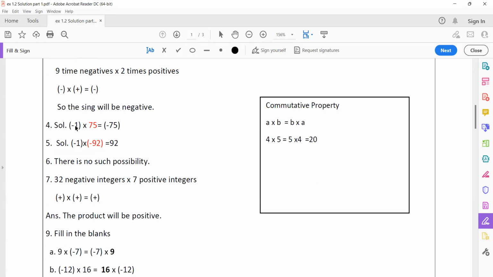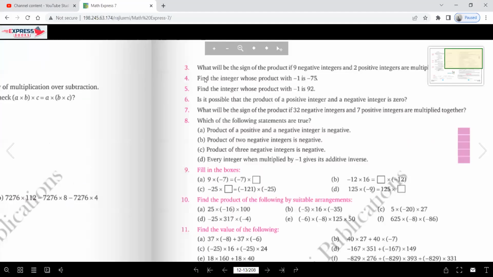Next question says, what number do we have to multiply with -1 so we'll get -75? Once we multiply -1 with 75, the answer will become -75. I think you can see the question as well. Find the integer whose product with -1 is -75.